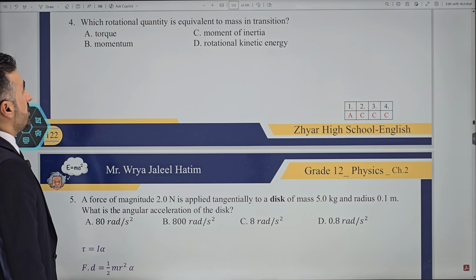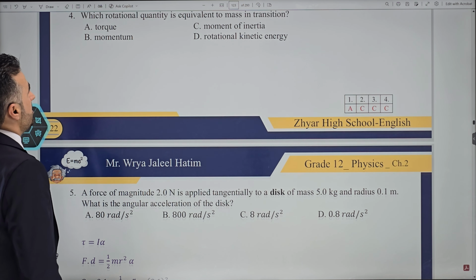Question 4 says, which rotational quantity is equivalent to mass? I believe you already know that. That is moment of inertia, right? That's B. For the next question, a force of this much, these are nothing new. I'll leave these for you so that you can practice.